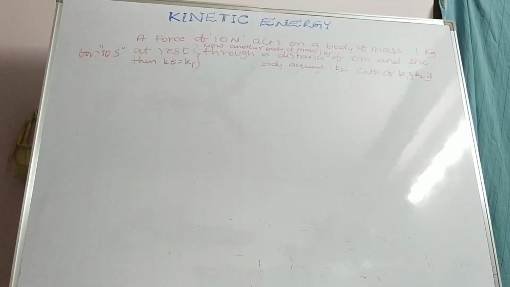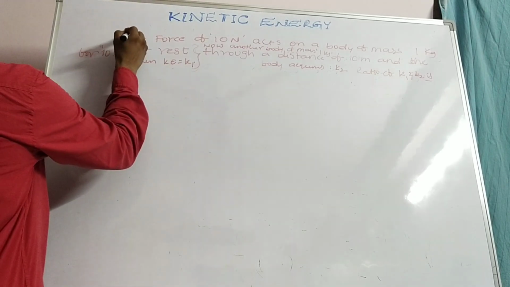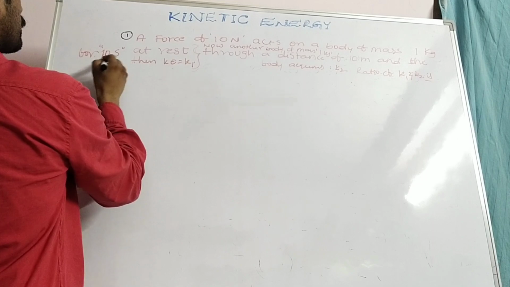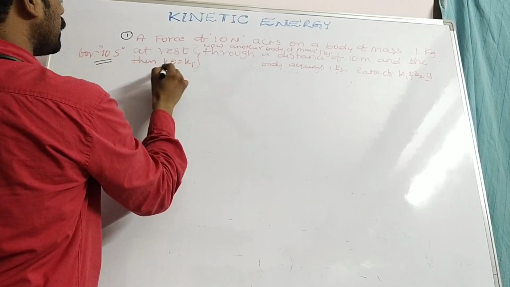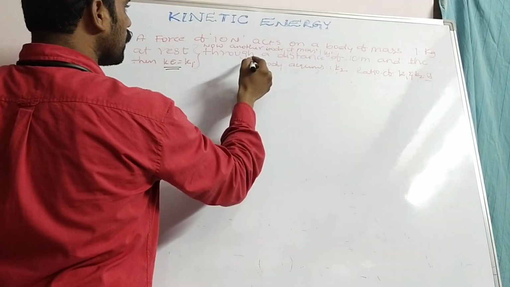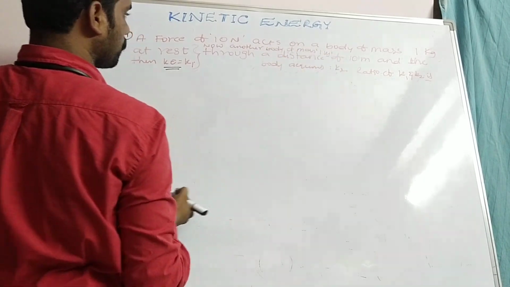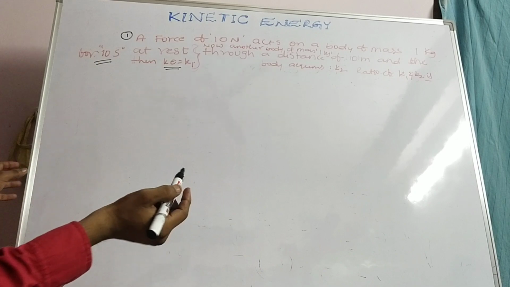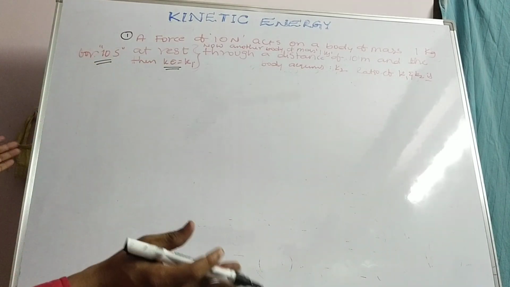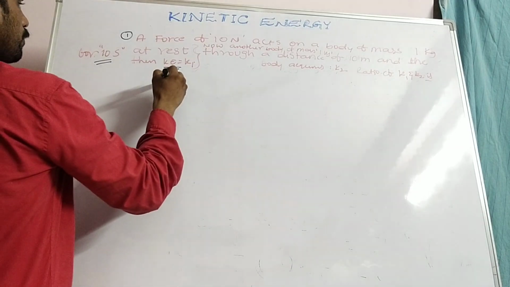Listen here, we have two cases. That is the first case: a force of 10 newtons acts on a body of mass 1 kg for 10 seconds from rest. Then the kinetic energy is K1. Now another body of mass 1 kg moves through a distance of 10 meters, and then the body acquires K2. The ratio of K1 and K2 is asked.